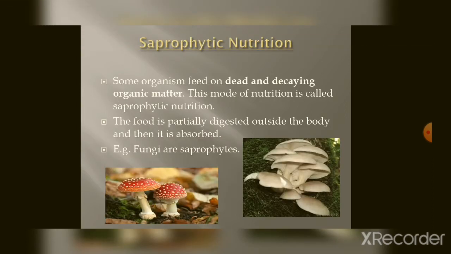Next, the first one, saprophytic nutrition. When we see saprophytic nutrition, it is the organism that feeds on dead and decaying organic matter. The food is actually digested outside the body. That is, it secretes its digestive juices on the food, and it converts it into soluble form so that it could absorb the food. For example, fungi.